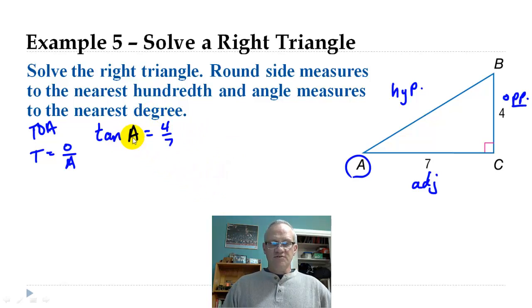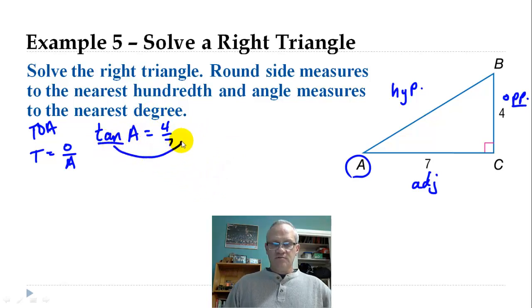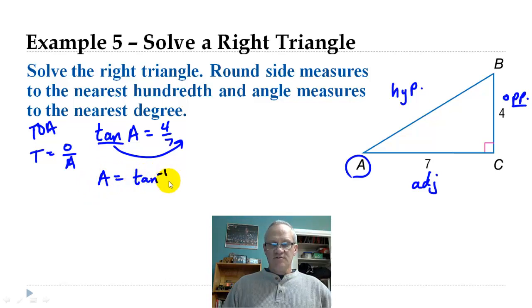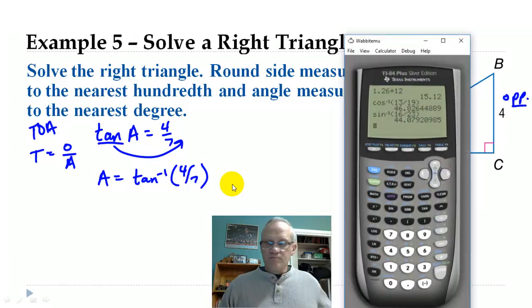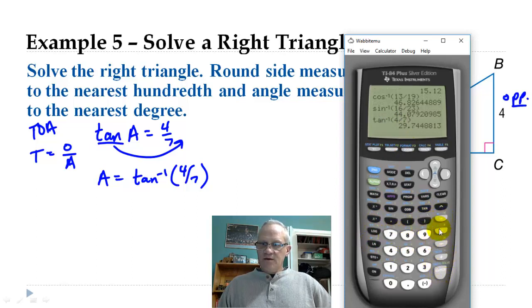Well, we want to know what A is. So again, I'm trying to get this tangent over to the other side so that A is by itself, and that's the inverse tangent. So A would be the inverse tangent of 4 over 7. Calculator: second function tangent, there's our inverse tangent of 4 over 7, close parentheses. It said to do angle measures to the nearest degree this time, so this is 29.7, which is approximately 30 degrees.